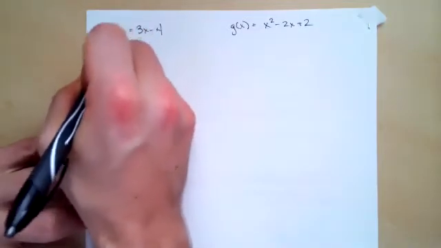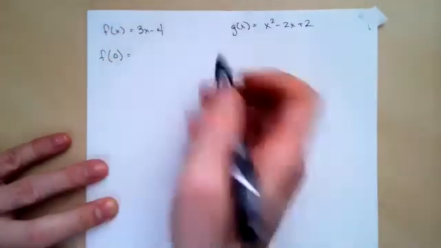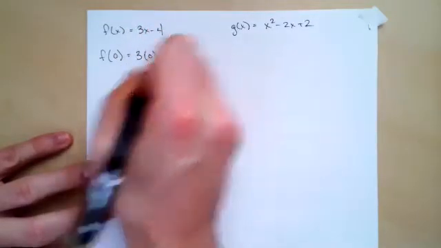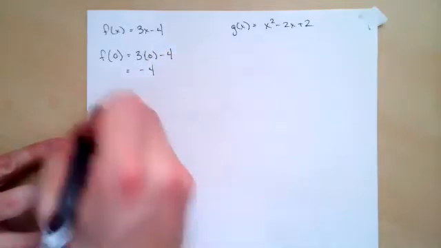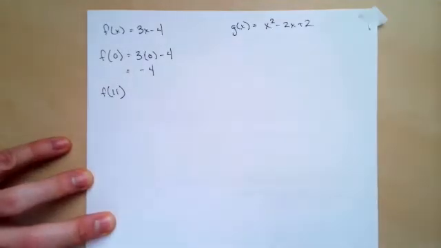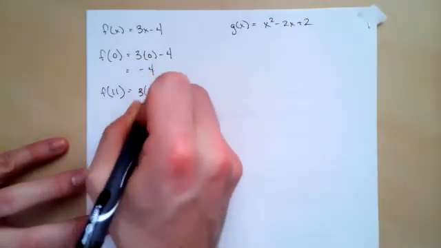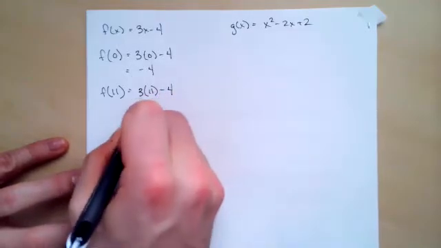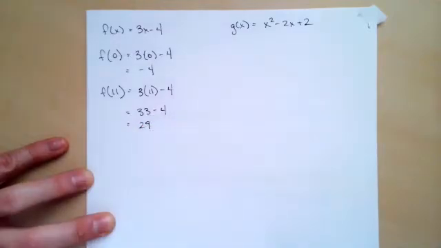So f of 0 means we just plug in a 0 wherever we see x. So this will be 3 times 0 minus 4, which will give me a -4. F of, let's pick a different number, let's say something like 11, means we just plug in 11 and now perform our given operations. So we'll have 33 minus 4, and so we get 29.